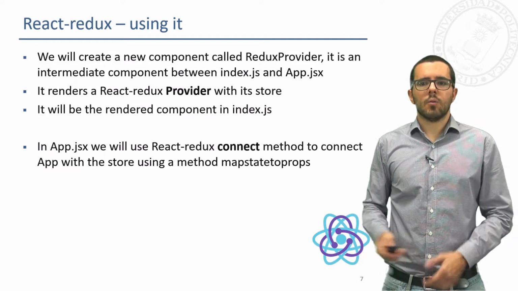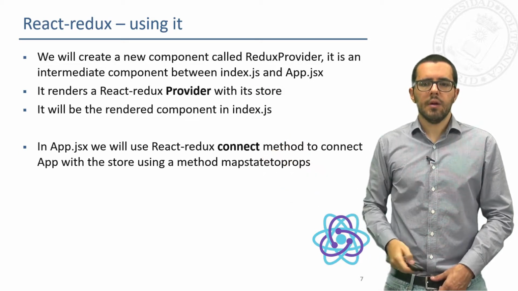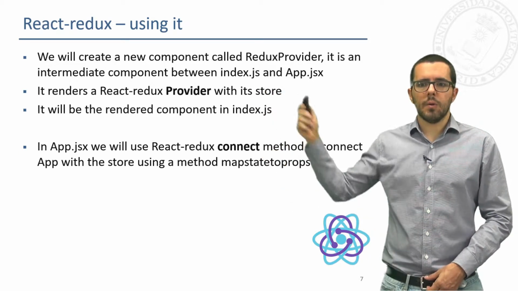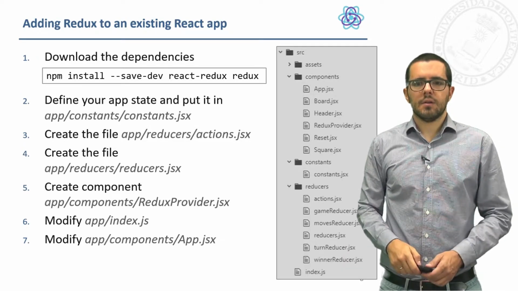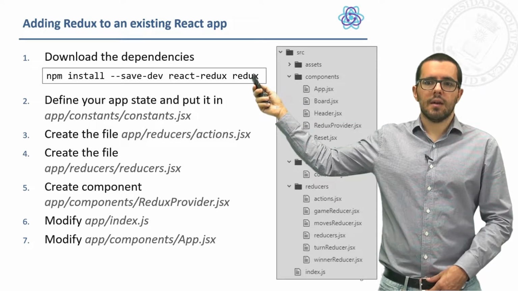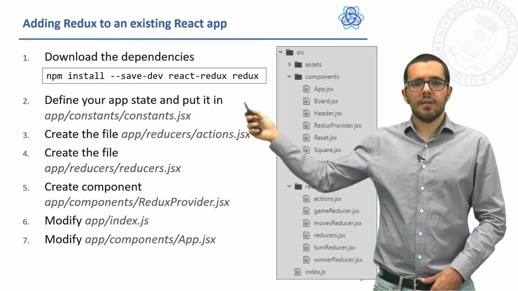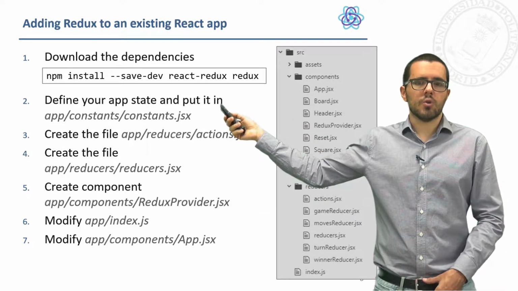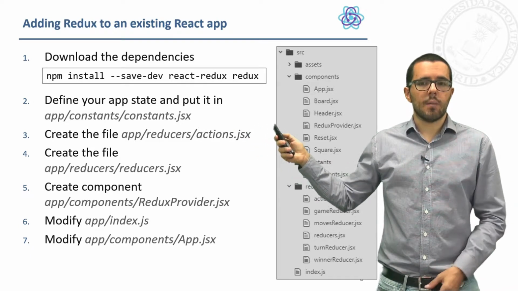How do we use it? Well, we will use both things, the provider and the connect method, to create a new component and connect the state, as I told you. Steps. In the first place, install Redux and React Redux. Define the new state, the initial state, in a constants file. Create the actions that can be done in the application.